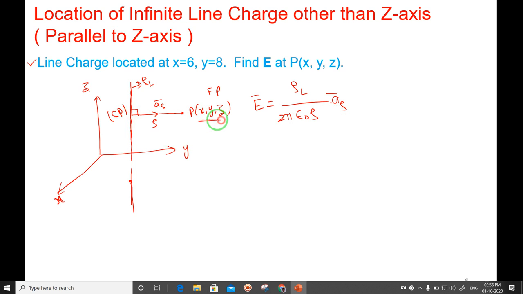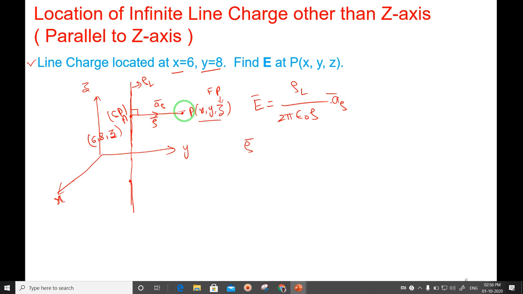So here I have the coordinates x, y, z for the field point. But what about the coordinates of the point on the line? Let me call it A. On this line, everywhere, x is 6 and y is 8. What about z? Since the distance is perpendicular, whatever the value of z is here, it should be the same. Then only they will be perpendicular, or normal, to each other, right? If z is 3 here, I should write 3. Got it? Or 4 means 4. So here I am taking it as z. Now I want to find the rho vector. Let me make it the rho vector.